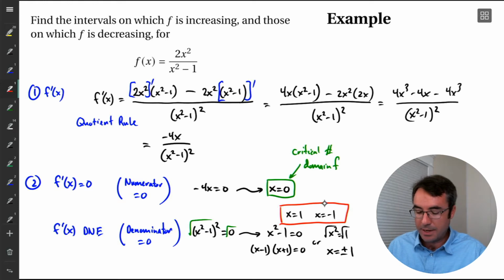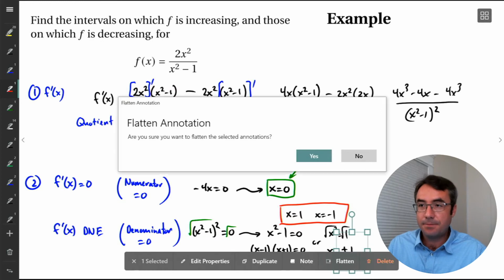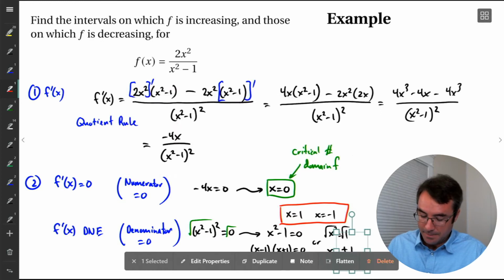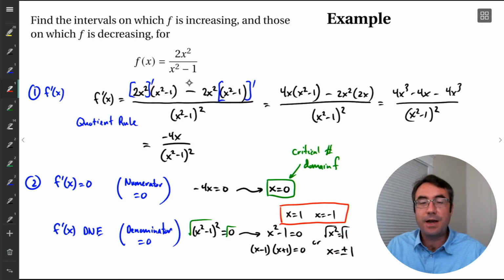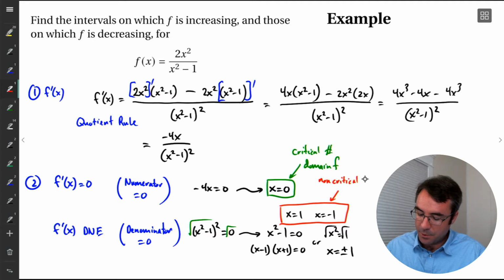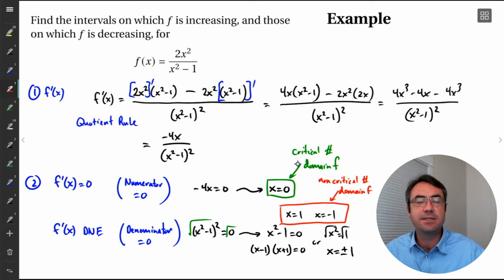Or if I were going to plug negative 1 in, I'd get, again, 2 divided by 0, again undefined. So maybe call these non-critical numbers. They're still important for our purposes, but they're just not in the domain of our function. So we just want to make a slight distinction here between these.